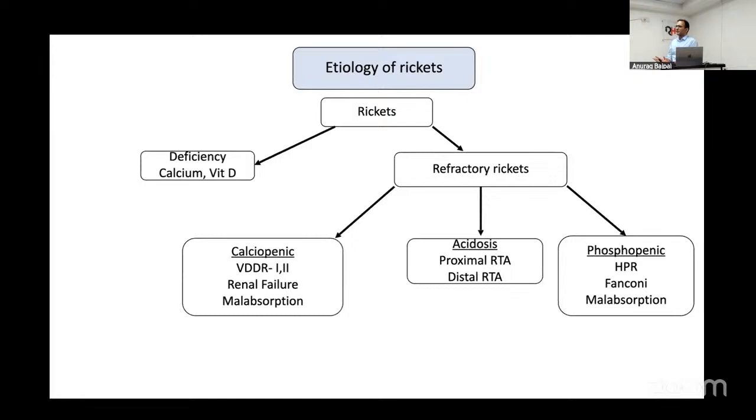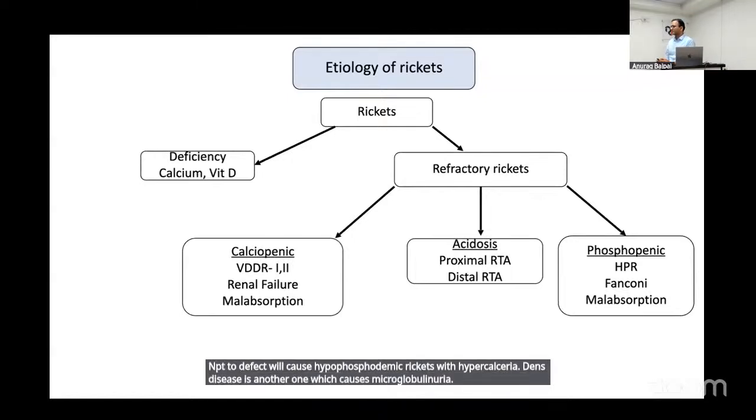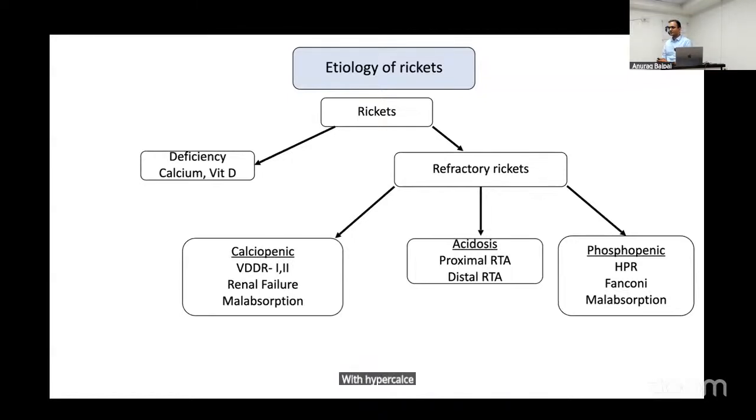It can be. Calcium sensing receptor defect, sodium potassium transporter 2 defect, phosphorus transporter NPT. NPT2 defect will cause hypophosphatemic rickets with hypercalciuria. Dent disease is another one which causes microglobulinuria with hypercalciuria and hypophosphatemia.